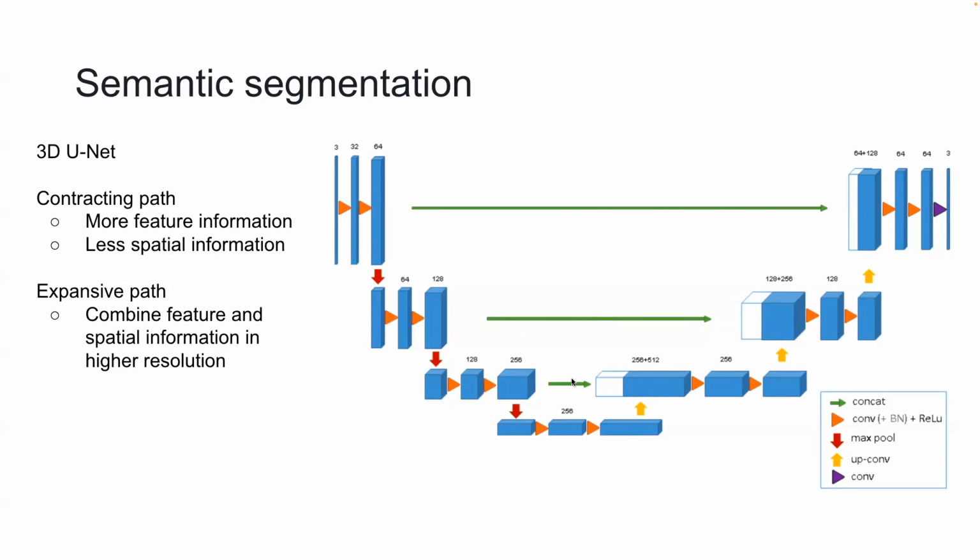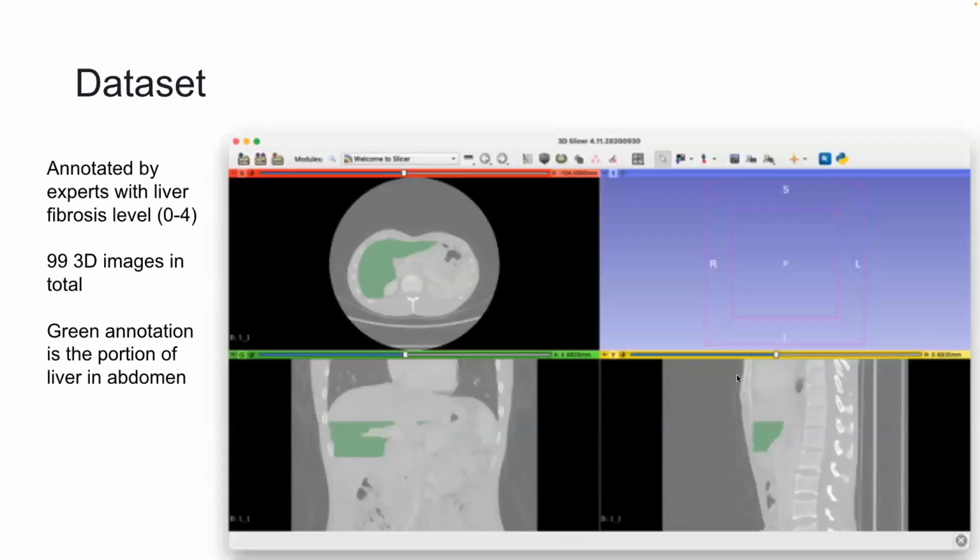And it also concatenates the original image after several rounds of convolution back to the upsampled image, which can combine the feature and spatial information in this higher resolution. So finally, the output would be the same resolution as the original image, and it would be like a map of 0 and 1, where 0 indicates the non-liver area and 1 indicates the liver area.